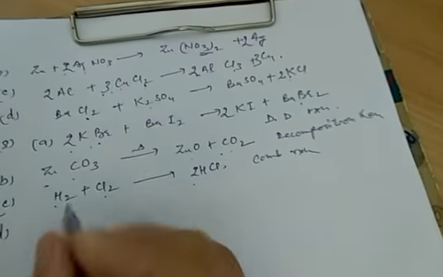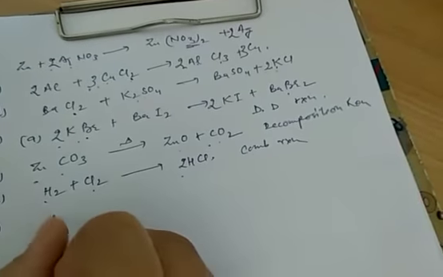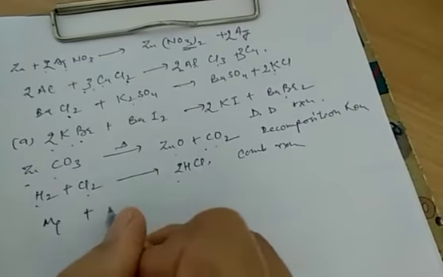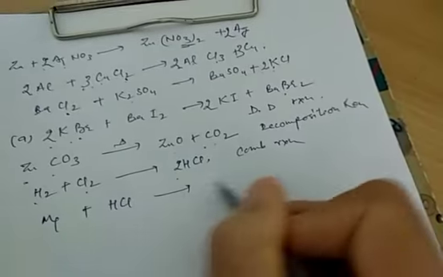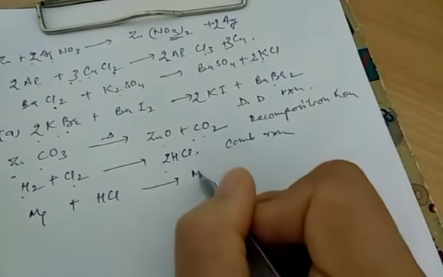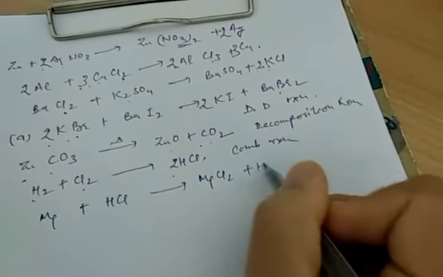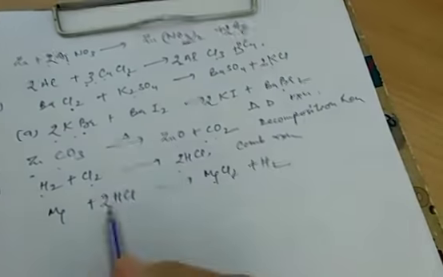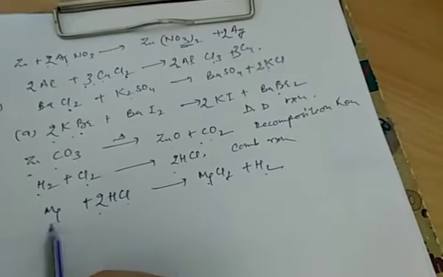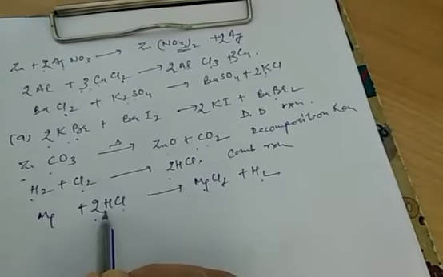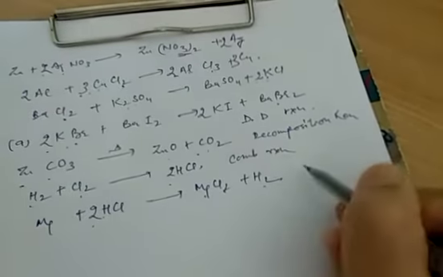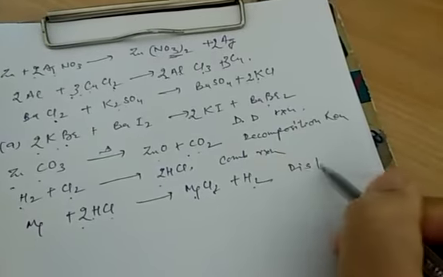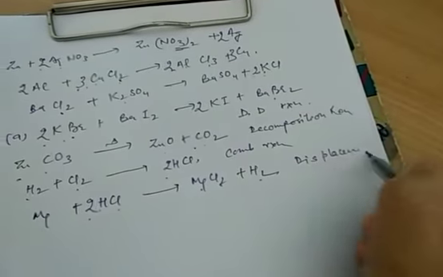D: Magnesium Mg plus HCl changes into MgCl2 plus H2. Balance the reaction, 2 Cl, so it should be 2, 2H, 2H. Magnesium replaces H from its position and takes its position, so it is a displacement reaction. Now next one.